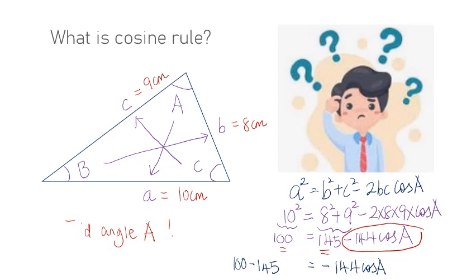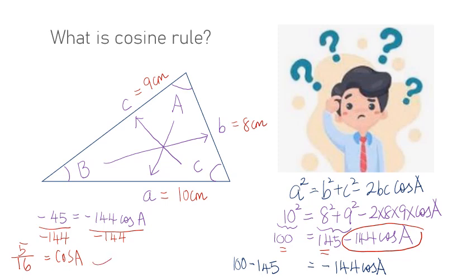Okay, I'm going to continue. So 100 minus 145 will give you negative 45. So I have negative 45 equals negative 144 cosine angle A. So to find cosine A, I divide by negative 144 on both sides. And that gives me cosine A equals 5/16. And to find angle A, I just need to take the cosine inverse of 5/16. And that gives you 71.8 degrees expressed to 1 decimal place.